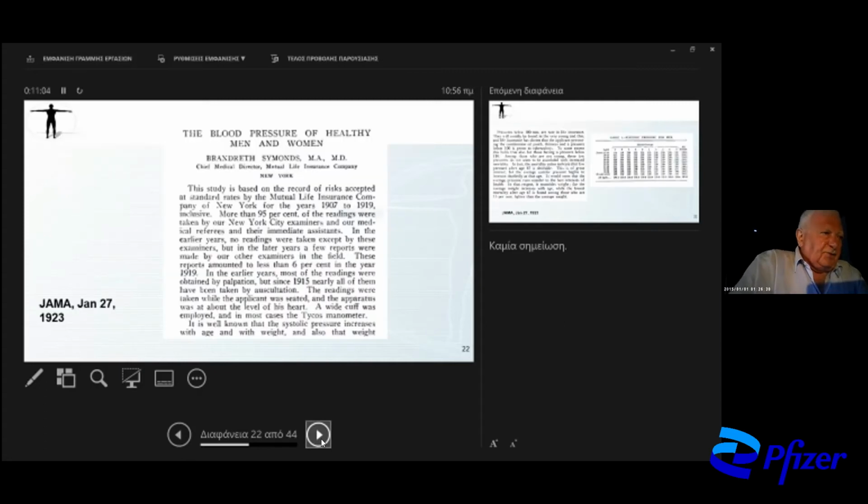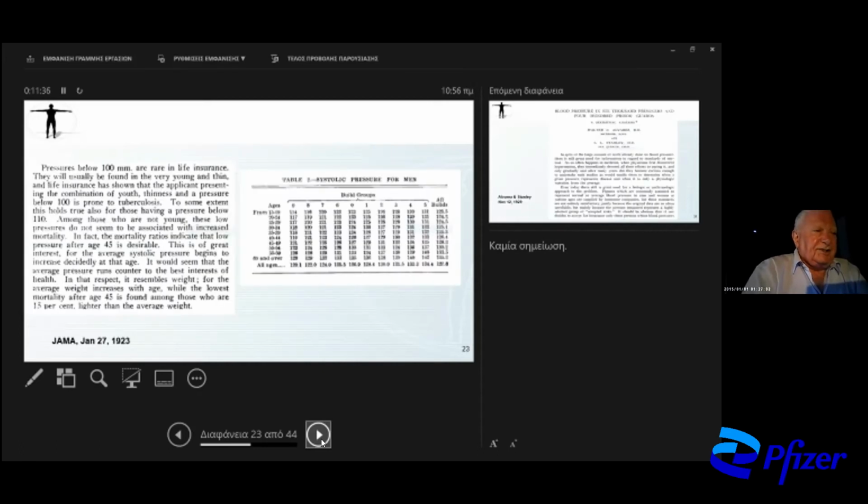Now, this is one of the first publications in this field about blood pressure of healthy men and women, published by Brandreth Symonds in JAMA 1923. And not surprisingly, who was Brandreth Symonds, MD? He was a chief medical director of Mutual Life Insurance Company in New York. So he had the data, he did the statistics, and he described the tables of normal blood pressure levels.